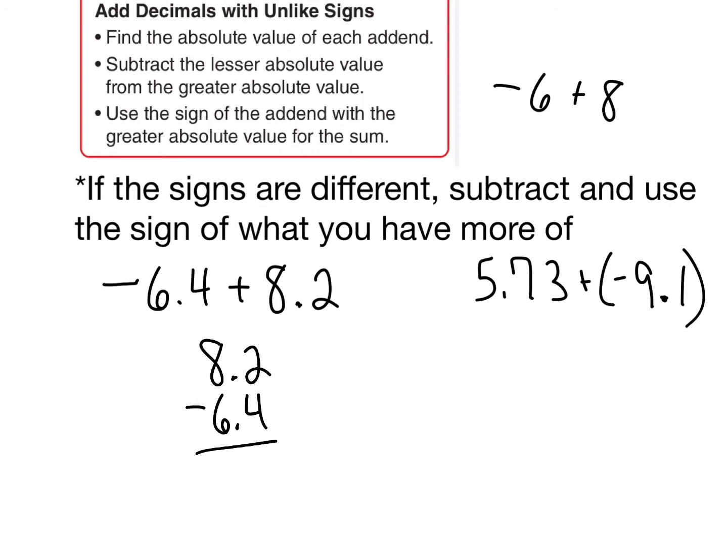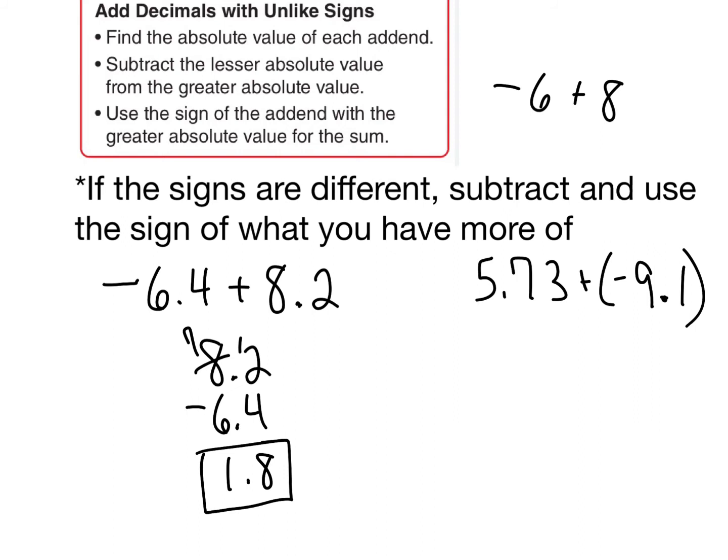To start this out, we would have to borrow. We can't do 2 minus 4, so we'll have to borrow from the 8. And then 12 minus 4 is 8. 7 minus 6 is 1. And that would actually be our answer here. We had more positives, so our answer is going to be a positive number.